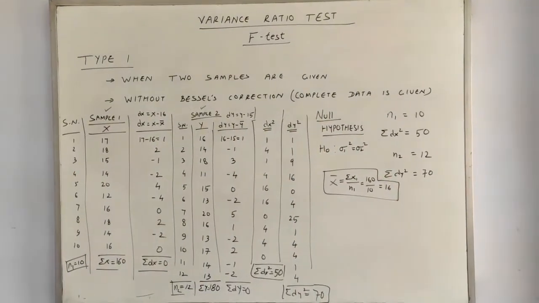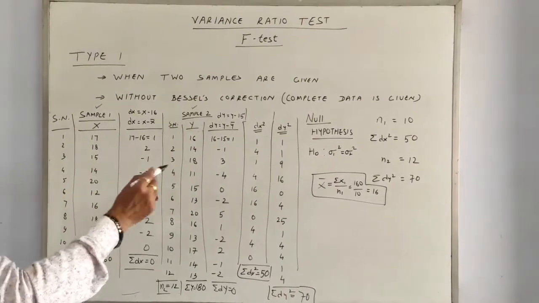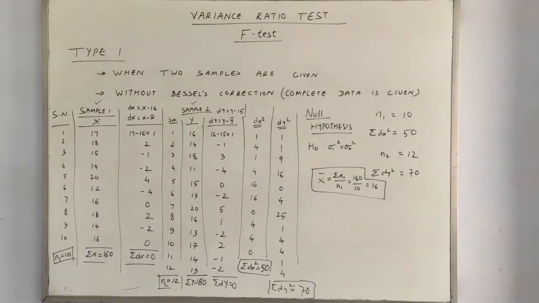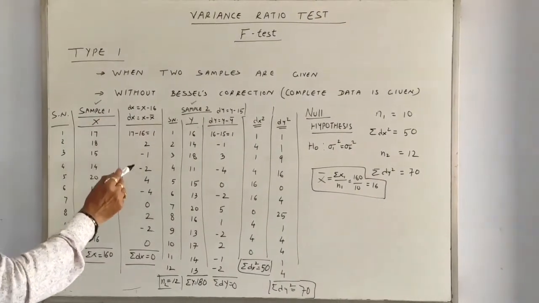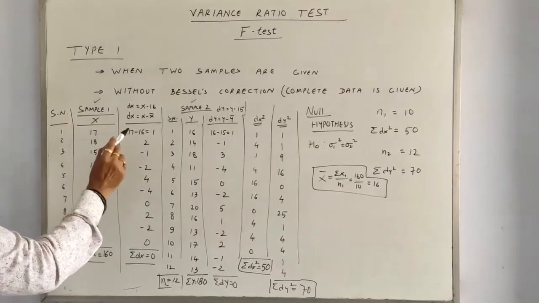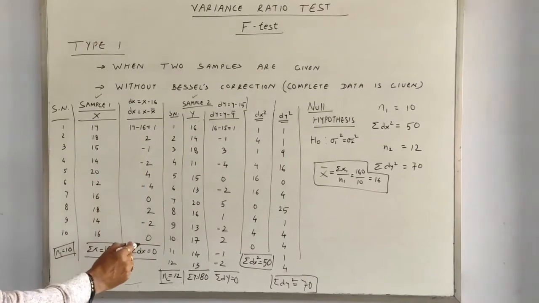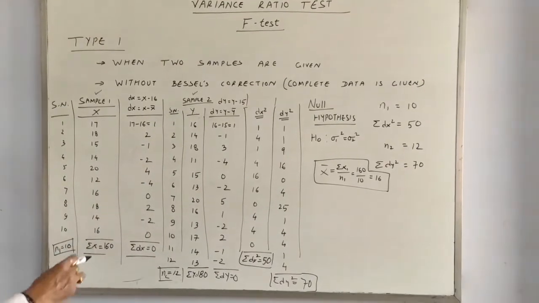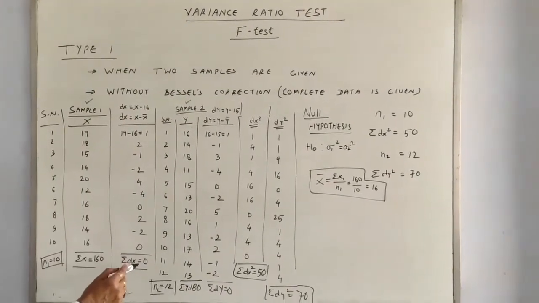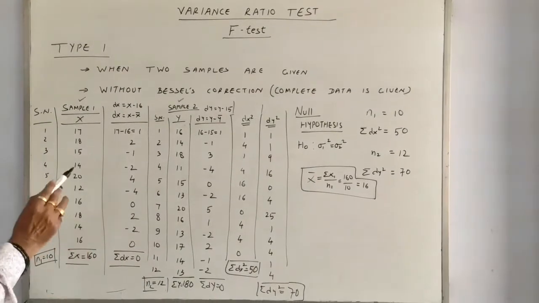That is the first information. Now in the second sample, in the first sample itself, because our x bar is coming to 16, we will be taking deviations from the mean. That means dx. dx will be 17 minus 16, 18 minus 16, and it goes like that. Earlier also we have studied that in other units, in other videos. So sigma dx will be coming to 0. That means our mean, whatever we have taken, and the calculations, they are right.